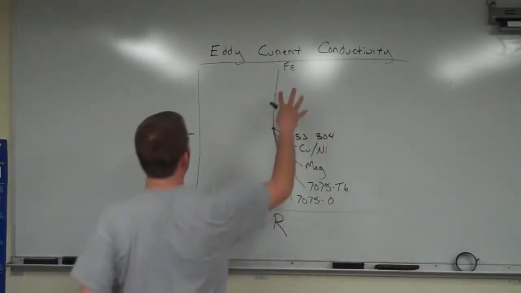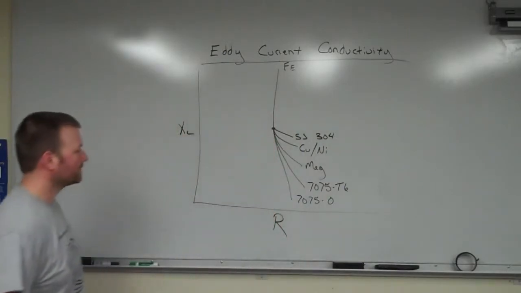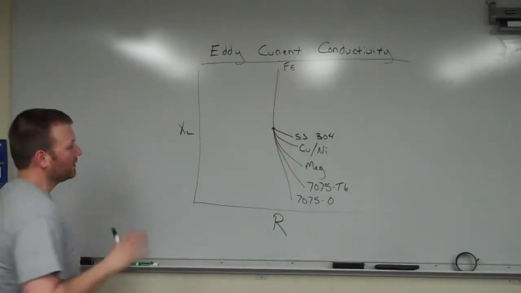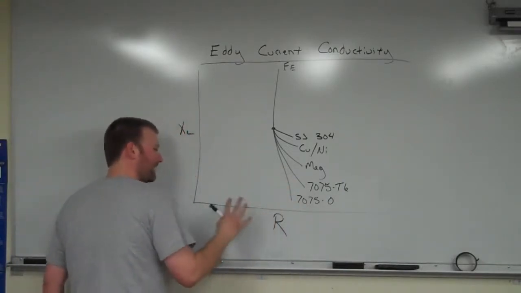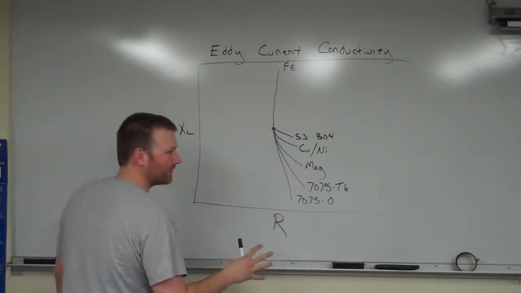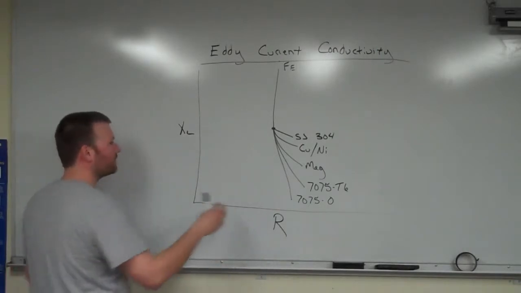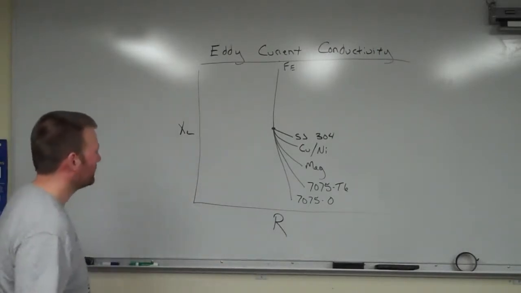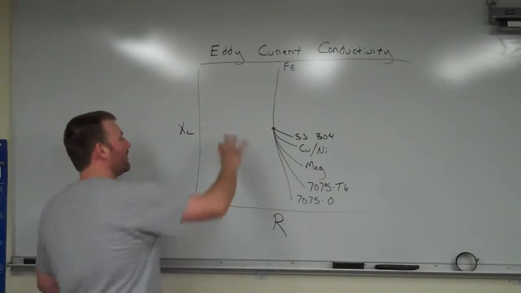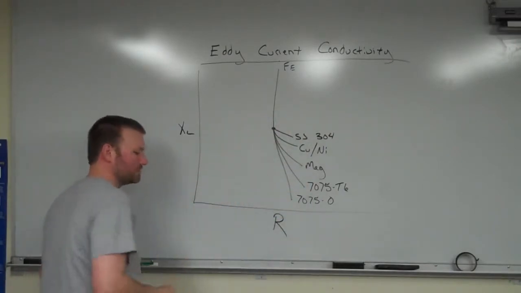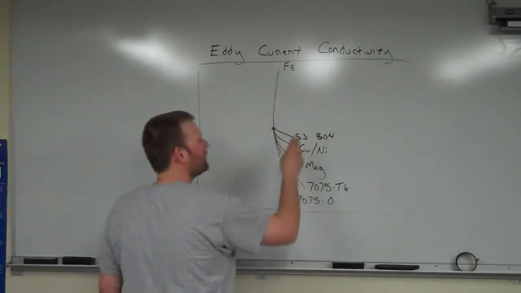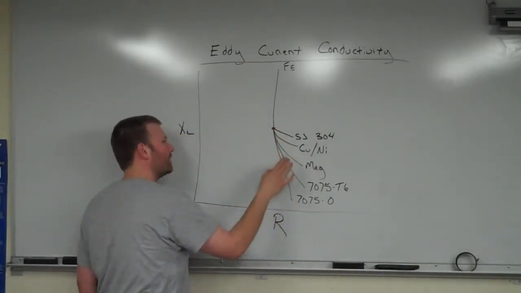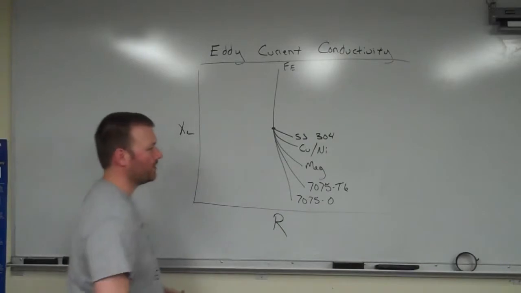So if we're looking at a conductivity screen on a scope, which we've done before, you would see this. If we oriented it in this direction, we've got our phase analysis screen, our vector diagram, whatever you want to call it. We've got resistance along the bottom, inductive reactance along the side, and our normal shot of materials here: ferrite, stainless steel 304, copper, nickel, magnesium, T6, and O.